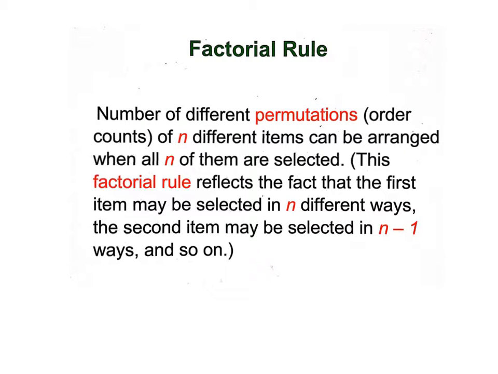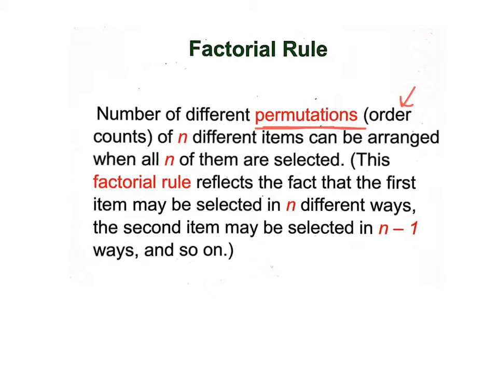Factorial rule: the number of different permutations. There's our big word for the day, one of the 2. Permutations. Order matters, order counts. Permutation means order matters or order counts. Of n different items can be arranged when all n of them are selected. This factorial rule reflects the fact that the first item may be selected in n different ways. The second item may be selected in n minus 1 ways, and so on and so on.